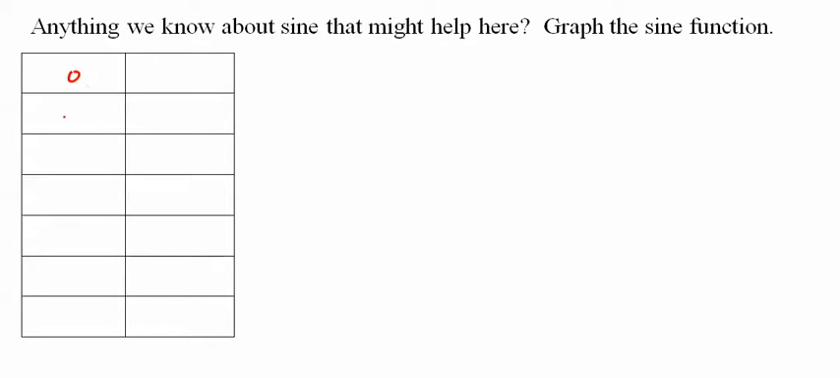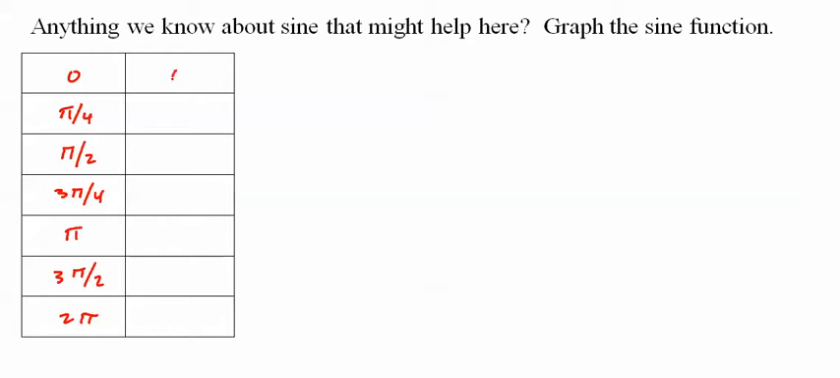Start at 0, and then I'll just do pi over 4 and go up from there. Looks like I might have supposed to use pi over 6 and all that, but I don't really care. And then I'm actually going to jump to 3 pi over 2 and 2 pi.